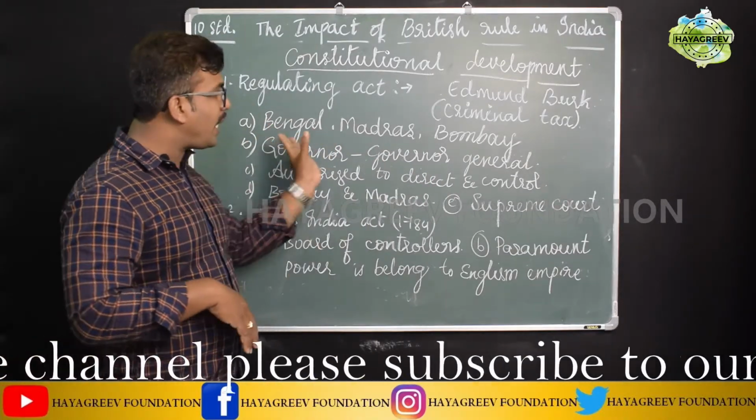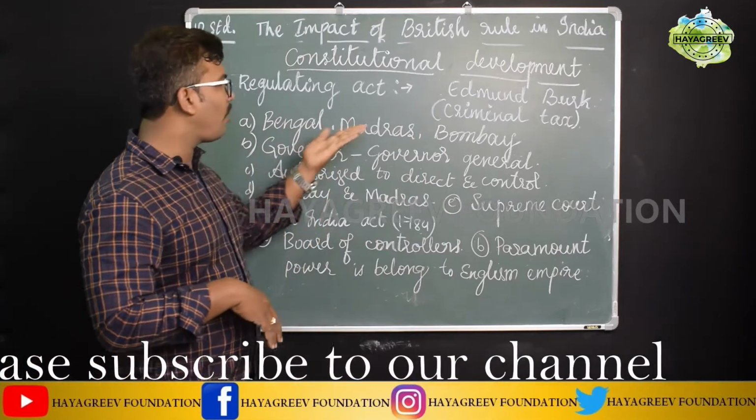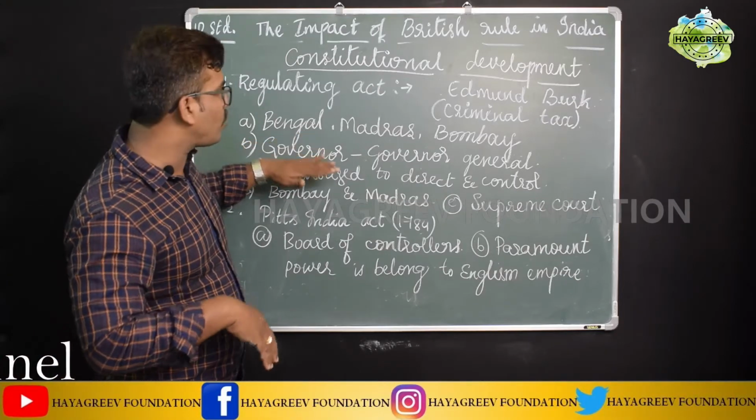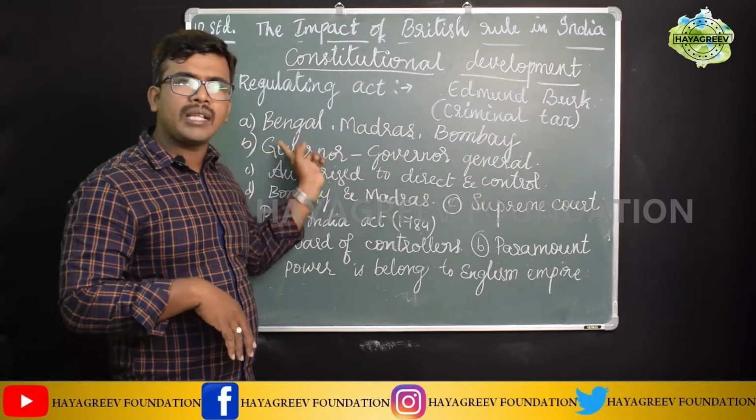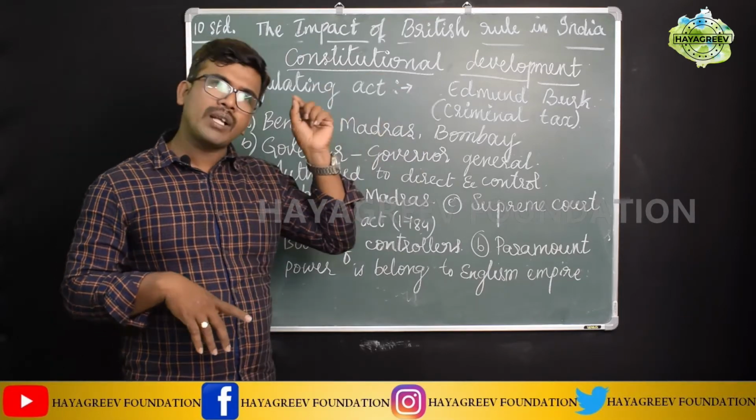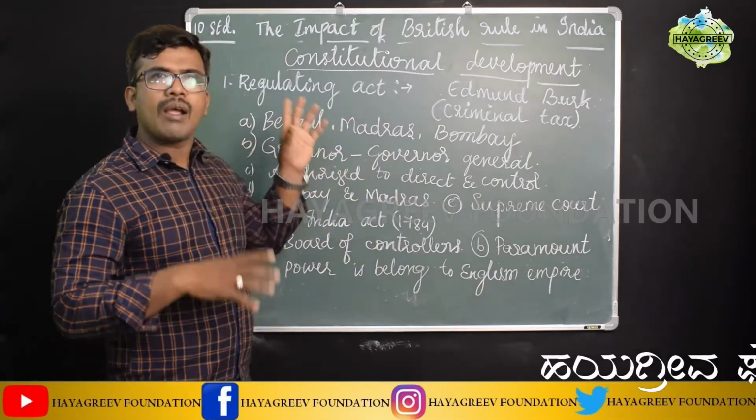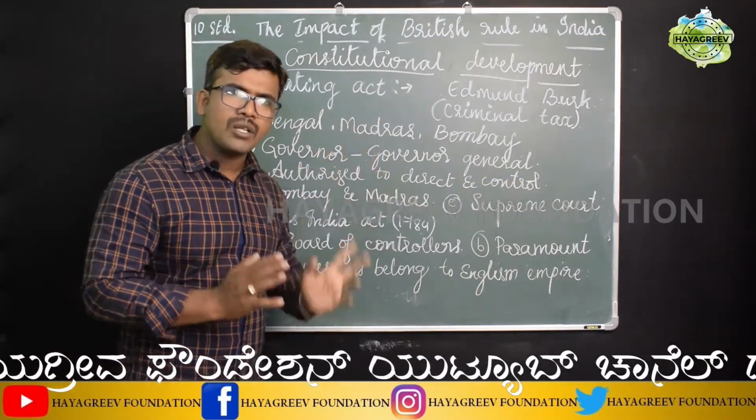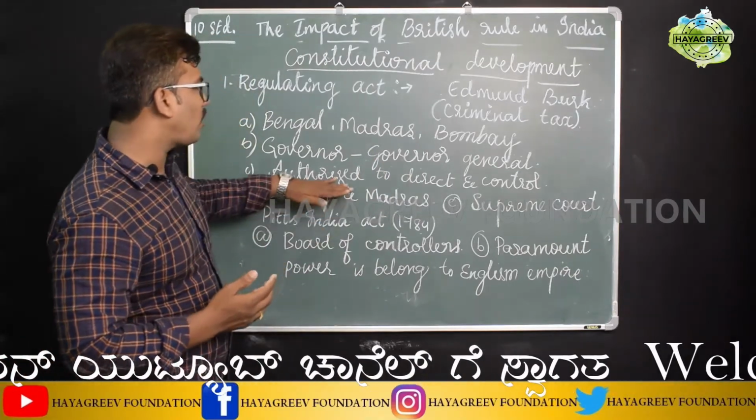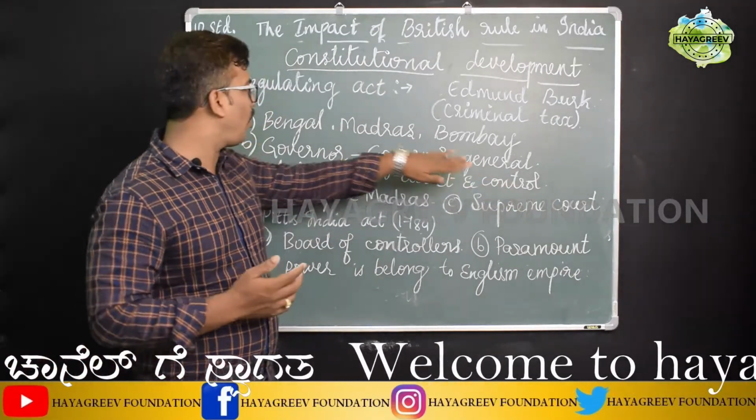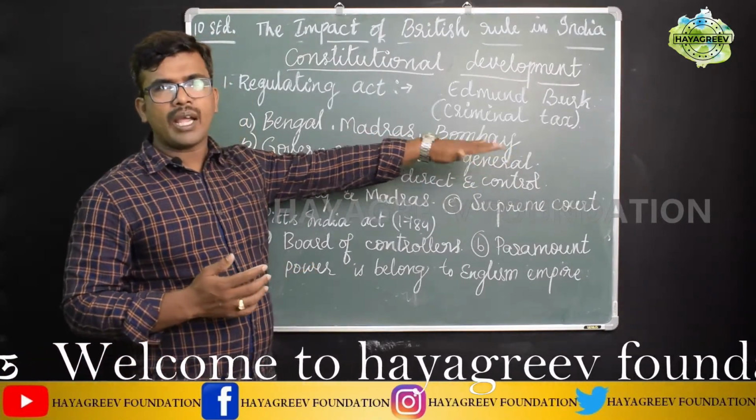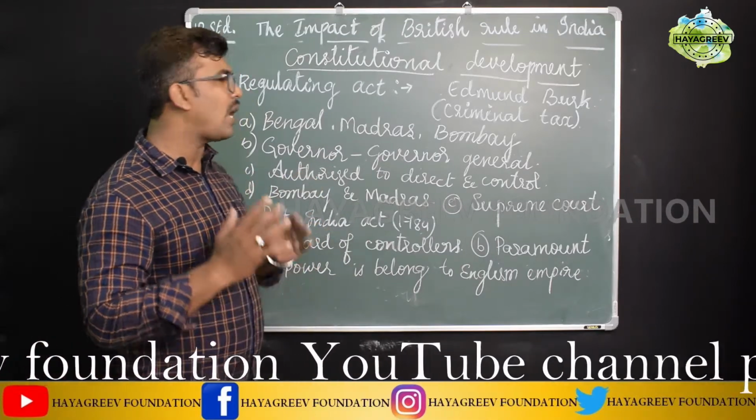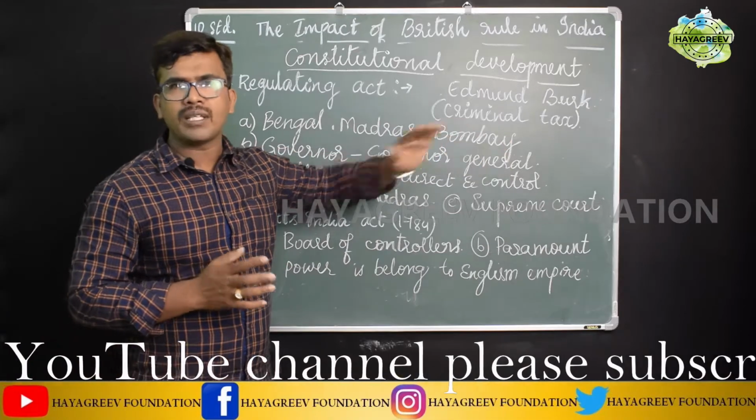For each one, governors were there: the governor of Bengal, Madras and Bombay. Here, the governor of Bengal was called the Governor General of all 3 residencies. That is also one of the changes. He also got ultimate power of authorizing, directing and controlling Madras and Bombay. He had complete control over Bengal, and along with that he had the power to control and direct the Madras and Bombay residencies also.